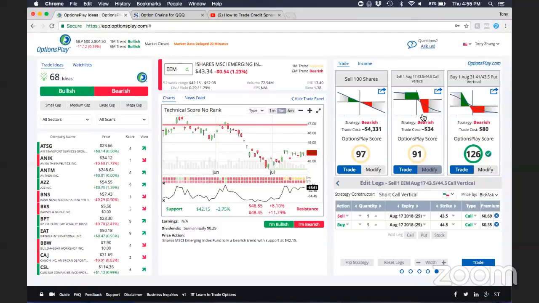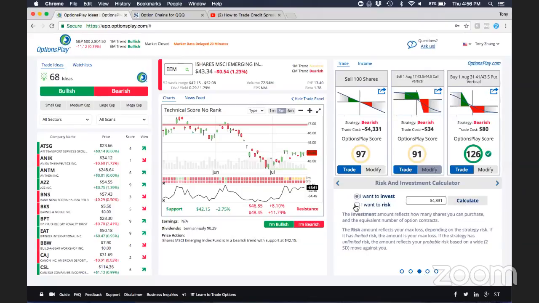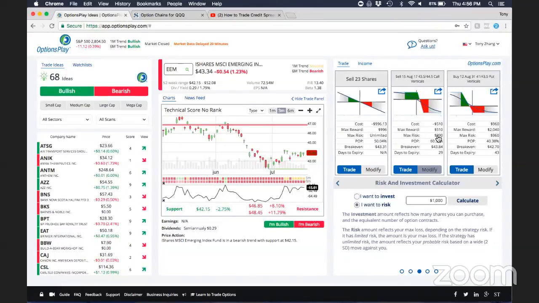So here I'm looking for, again, a third of the width. I'm selling a $1 width on this credit spread. I'm going to receive 34 cents, which is roughly a third of that width. And let's take a look at the P&L. Let's first say I want to risk $1,000 on this trade. So I'm risking roughly $1,000 to make $510. My probability of profit is 60%, and this trade breaks even at 43.84. So as long as emerging markets, or EM, stays below 43.84, then this strategy will be profitable at expiration, which is 29 days from now.